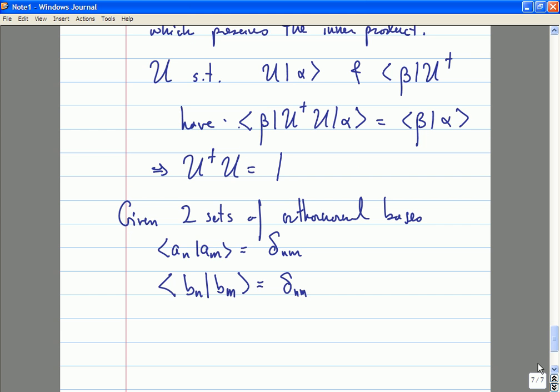Then there exists a unitary operator such that it transforms the A's into the B's. Does anyone want to construct that unitary operator for me? Okay, this is a homework exercise. Exactly. For this unitary operator, you just project onto the B's. And then you can show that u dagger u is equal to 1 using the orthonormality relationship.